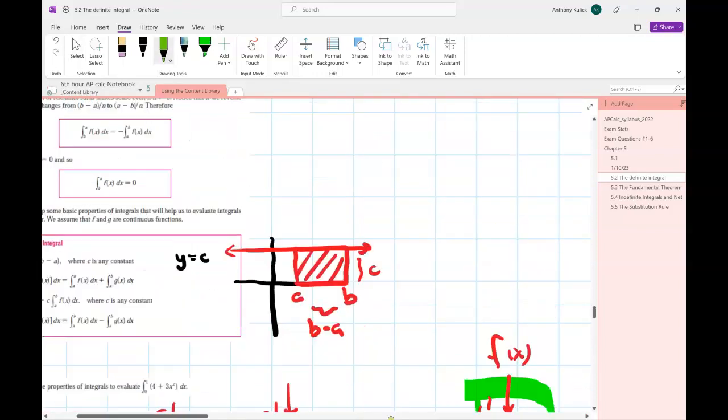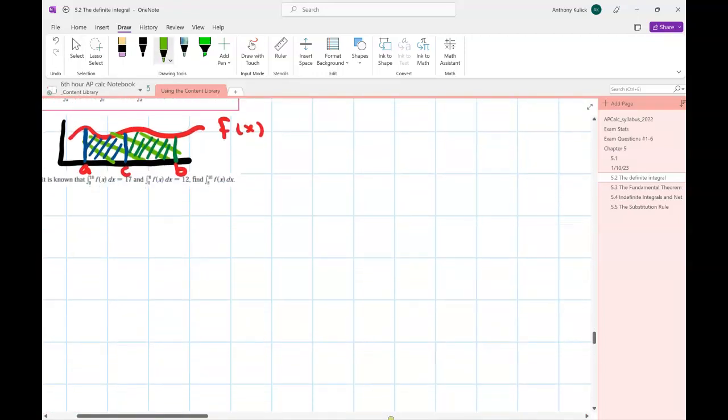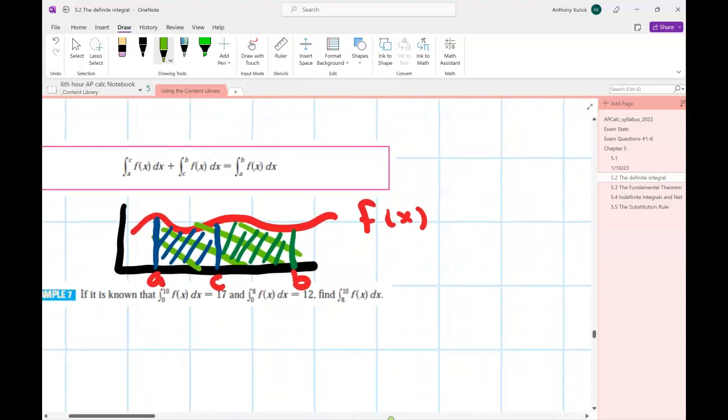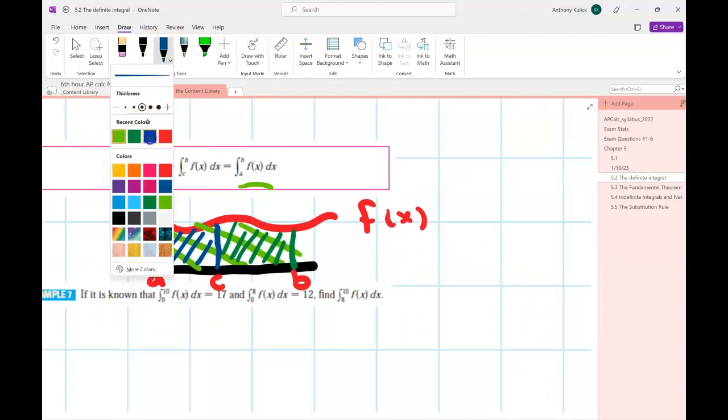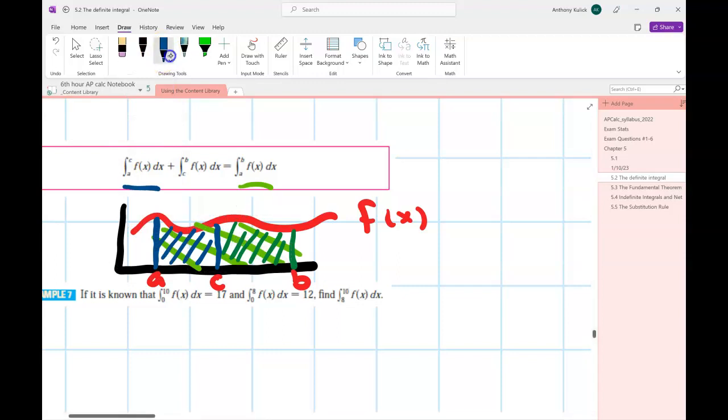Make sure the little picture you just drew is first. Okay. So that's the light green, this is the blue, and this is the dark green.